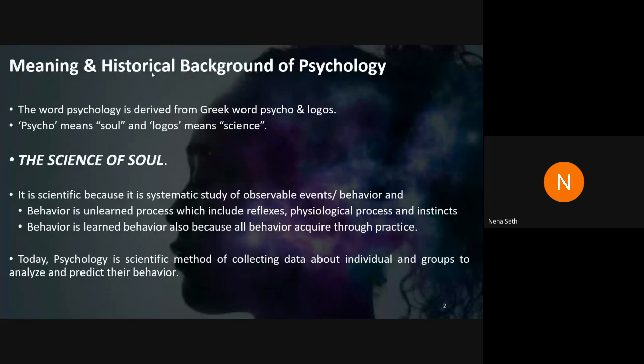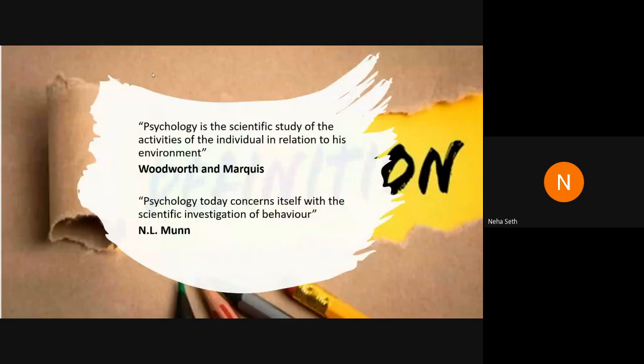Today, psychology is the scientific method of collecting data about individuals and groups to analyze and predict their behavior. We are moving ahead with this, and we also consider this for our research work. We try to get primary data from individuals or groups of people, and we try to analyze and predict their behavior. We reach some kind of conclusion based on that. This is what is included in psychology.